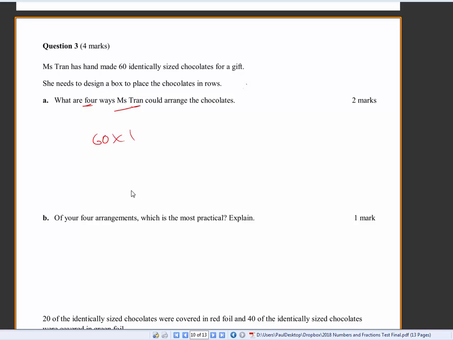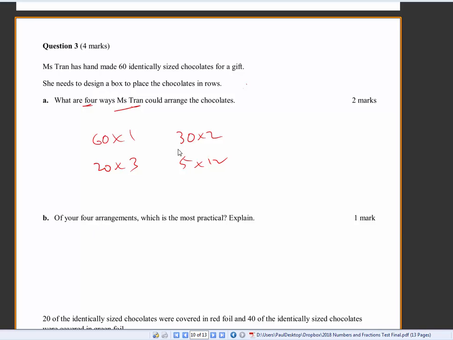So 60 by 1 could be one arrangement. She could do 20 by 3. She could do 30 by 2, or she could do whatever other ones you could have thought of. I'm trying to think of another one. 5 by 12.